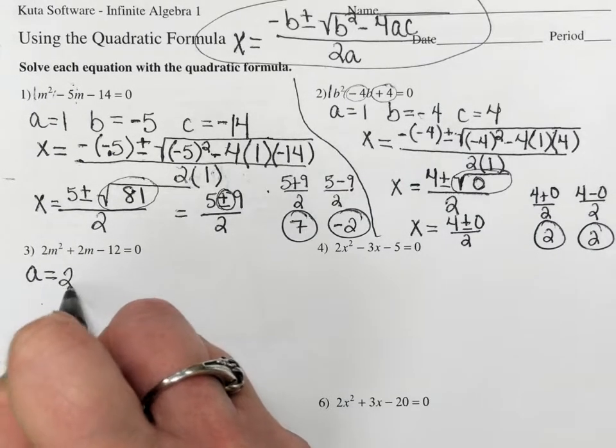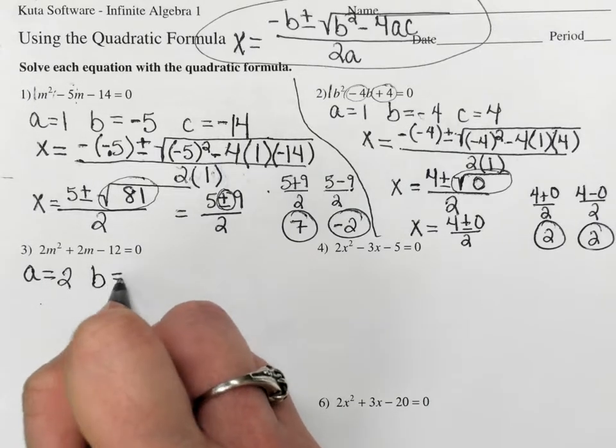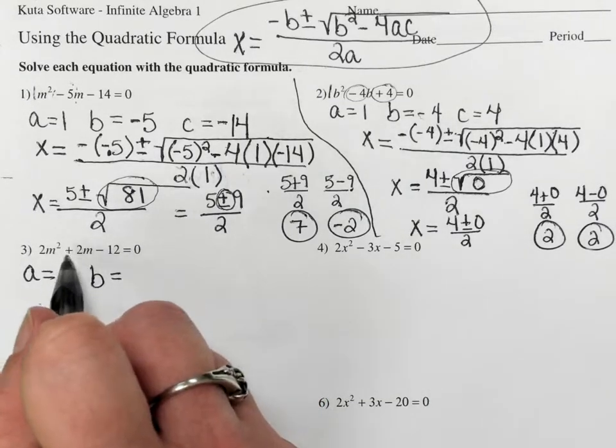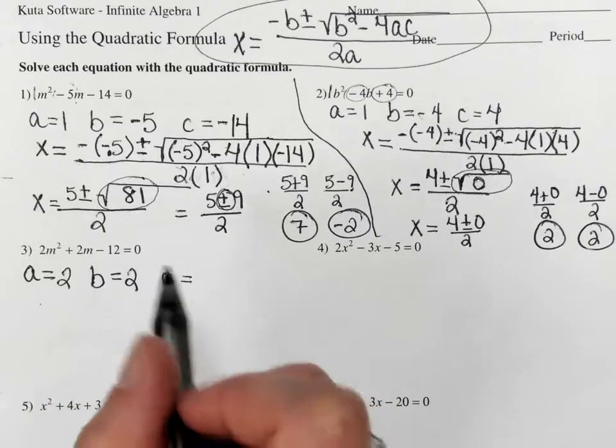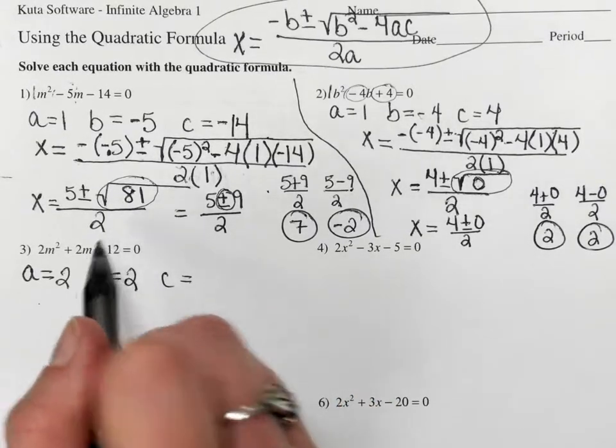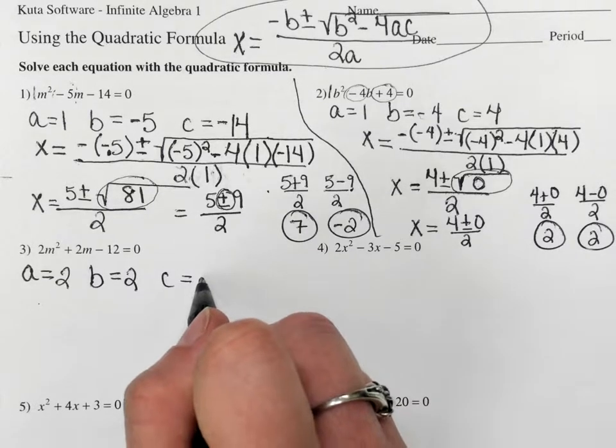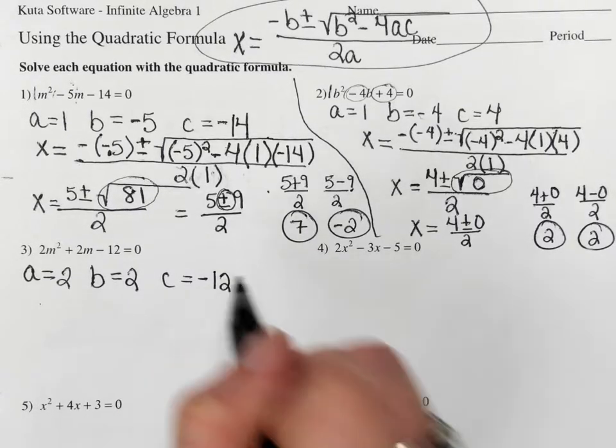So, anybody, what's my first number? 2. B is my second number. What's my second number? 2. C is my third number. What's my third number? No, it's not 12. Negative 12.